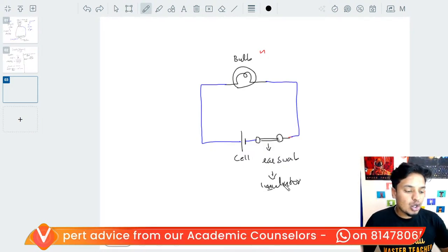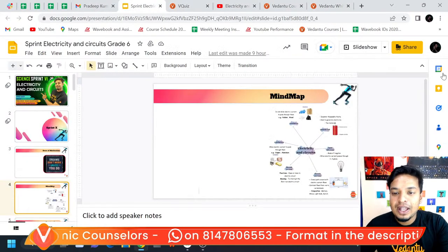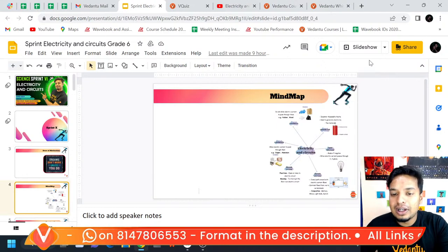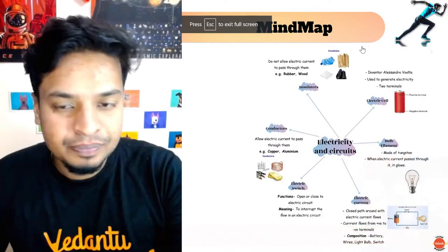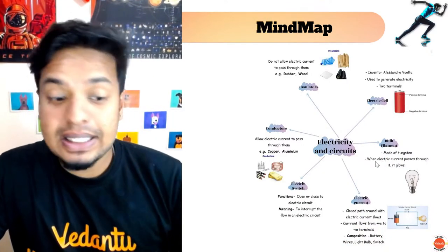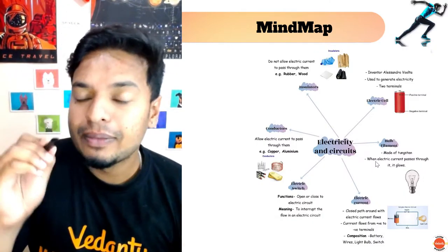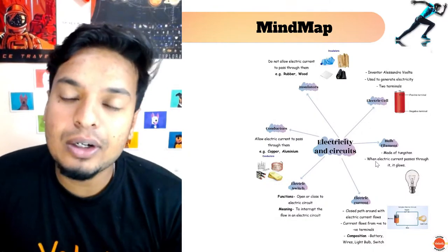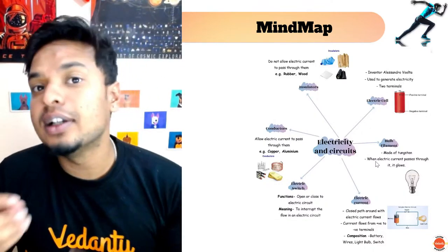Simple as that. So have we covered everything in this chapter? Pretty much yes, because whatever is there, we have all covered it. So we learned about what an electric cell is, and the bulb's filament. One more important thing I forgot to tell you: inside the bulb there is a thin wire, made of a metal called tungsten. Whenever electric current flows in the tungsten, it glows.